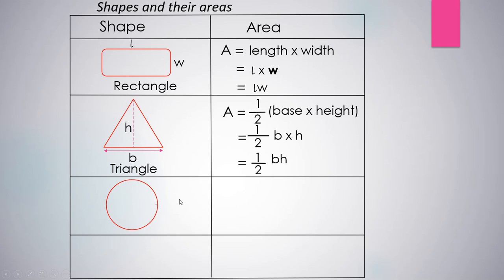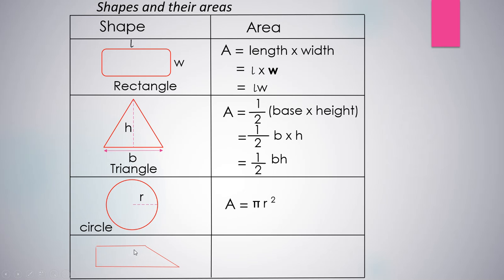Let's look at another shape, which is a circle. The circle has radius r, and the formula for that you know very well is pi r squared, where this value of pi is 22 over 7, or simply 3.142.